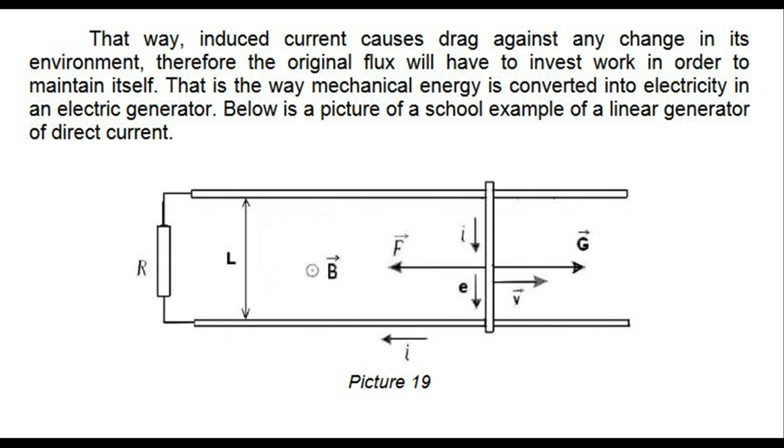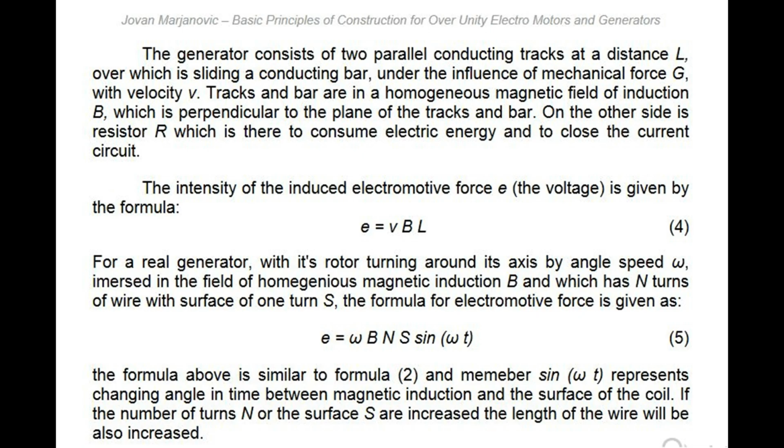Below is a picture of a school example of a linear generator of direct current. The generator consists of two parallel conducting tracks at a distance L, over which is sliding a conducting bar, under the influence of mechanical force G, with velocity v. Tracks and bar are in a homogeneous magnetic field of induction B, which is perpendicular to the plane of the tracks and bar. On the other side is resistor R, which is there to consume electric energy and to close the current circuit.